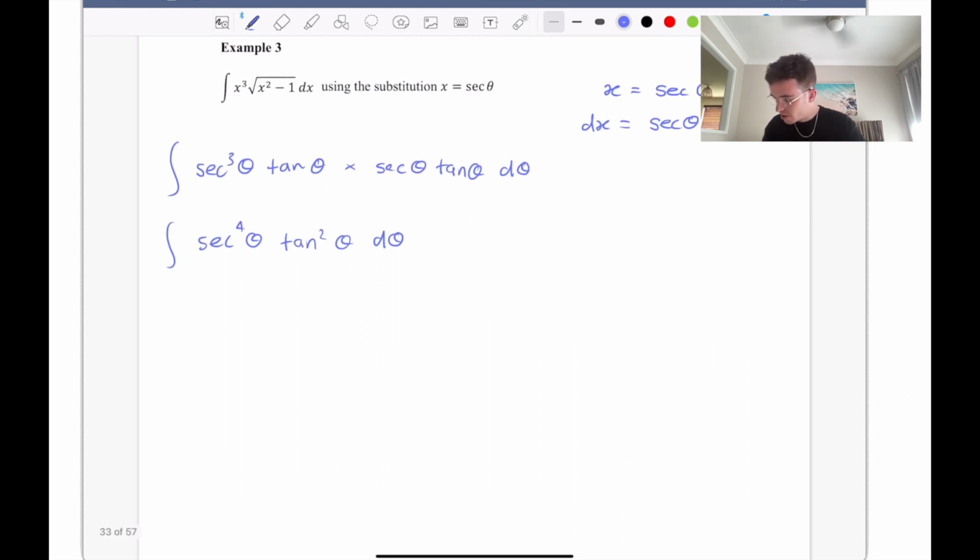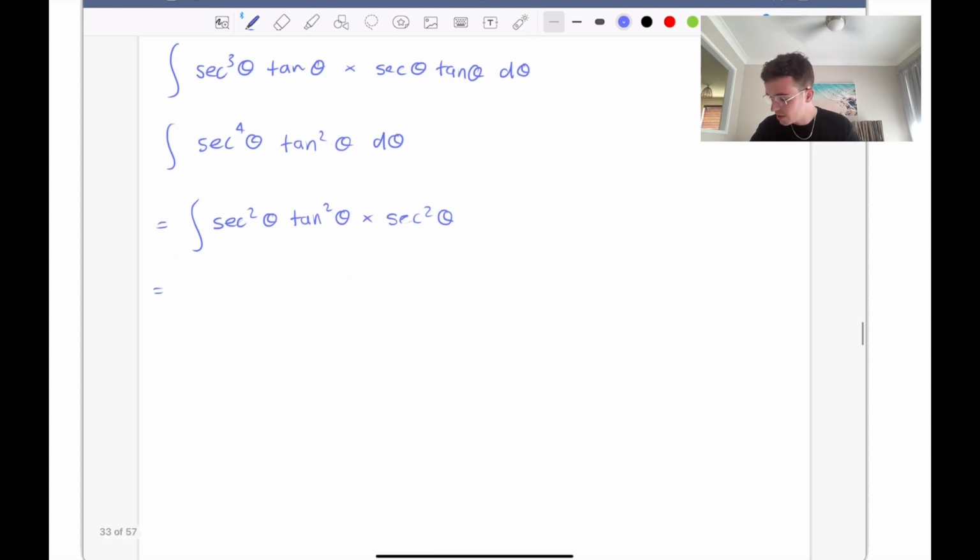Now to do that, we might want to realise that the differentiation of tan of theta is sec squared of theta. So we might want to rewrite this as sec squared theta tan squared theta times sec squared of theta again. And we've done that because actually sec squared theta is 1 plus tan squared of theta. So this is equal to 1 plus tan squared of theta times tan squared of theta times sec squared of theta.